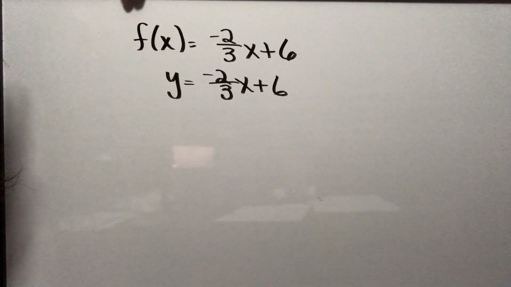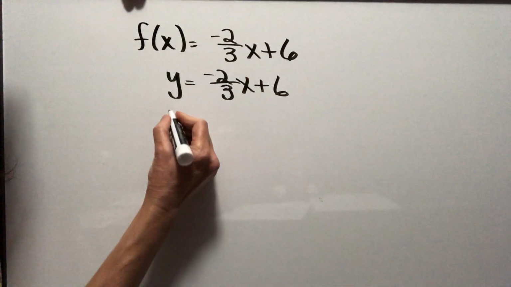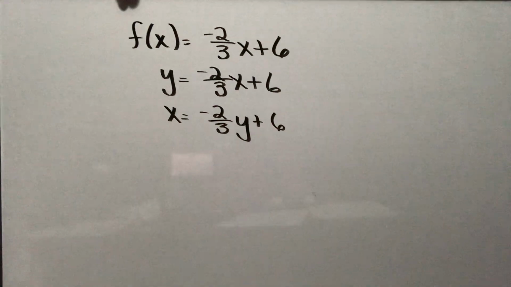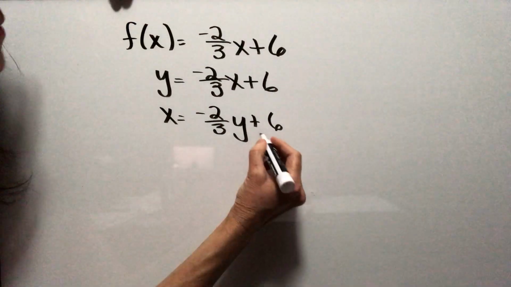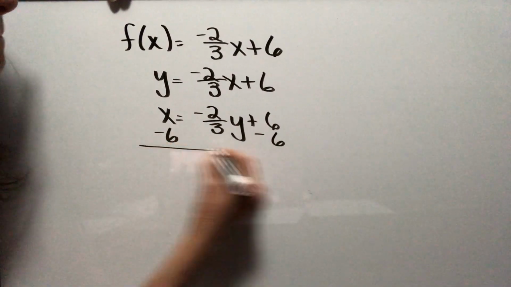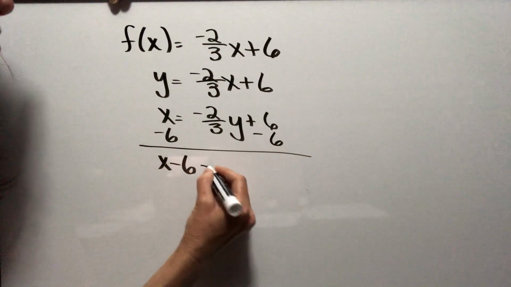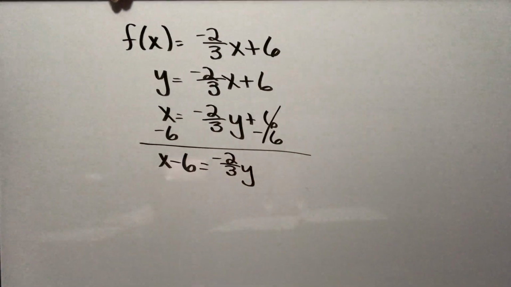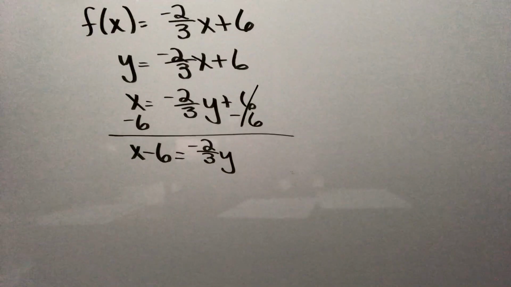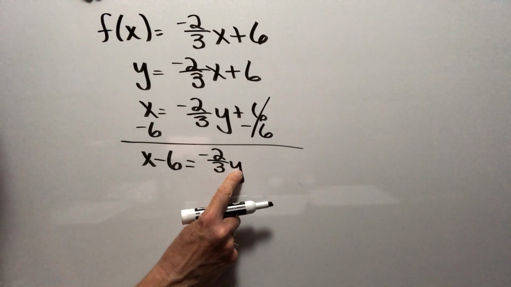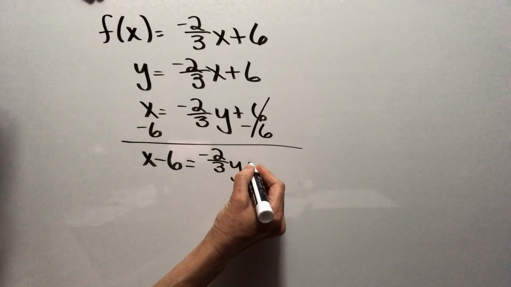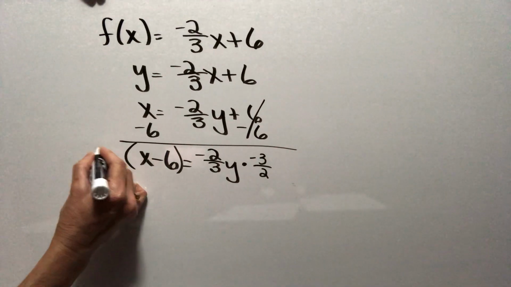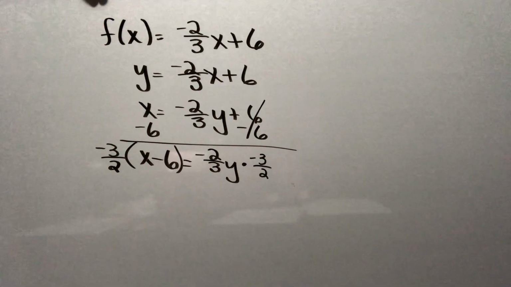So like the earlier problems, I'm going to switch x and y. So the x would be over here, and the y would be here. I'm going to now solve for y, so I will subtract 6. So you'll have x minus 6 on one side, and -2/3 y on the other side, and the 6's would cancel. So to solve for y, whenever you have a fraction multiplied to a variable, you use the reciprocal and multiply. So it would be -3/2. So I'm going to multiply both sides by -3/2.